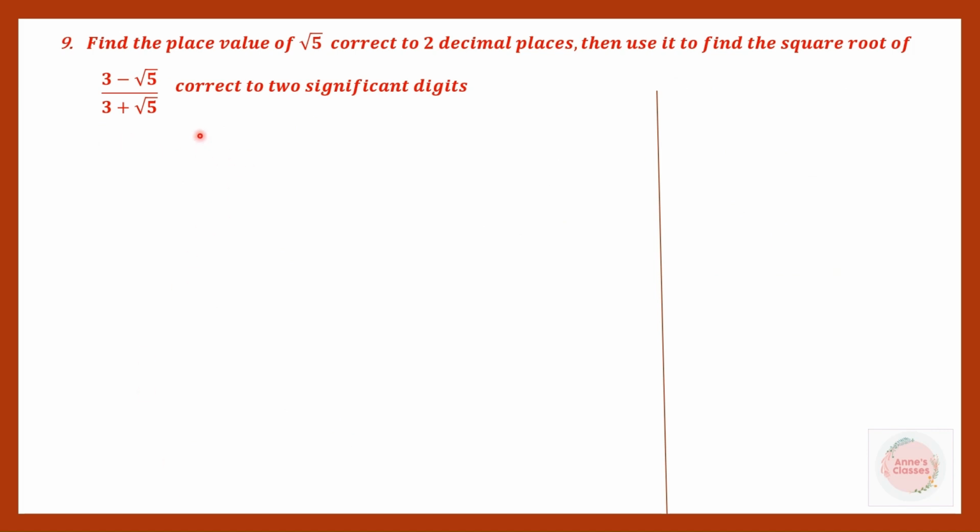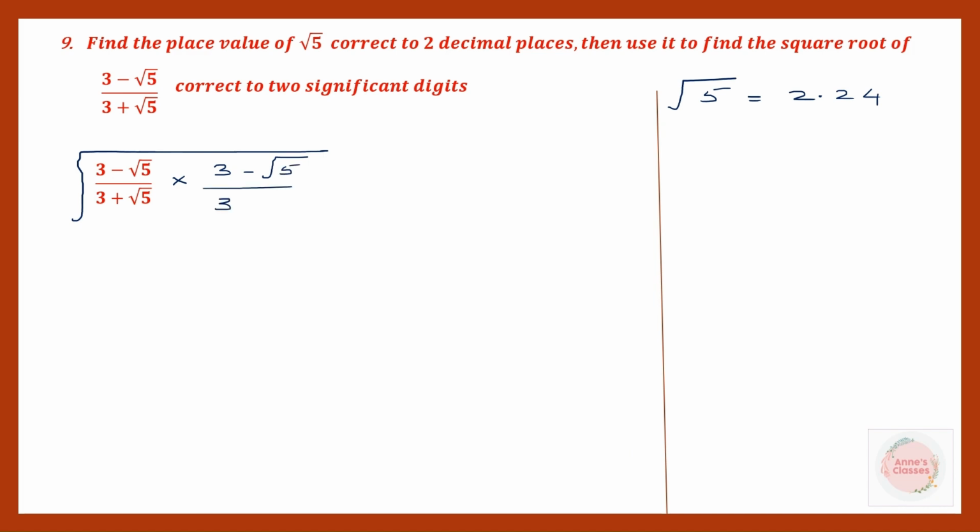The second part is to find the square root of this to 2 significant digits. We just found out the square root of 5 to be 2.24. So let's keep this value, and just like we did in the previous sum, let's work this out. So we have to find the square root of this. Now in this case, what do we do? We take the denominator, change the sign and multiply this with that. That is, we're going to multiply this with 3 minus root 5 by again 3 minus root 5.